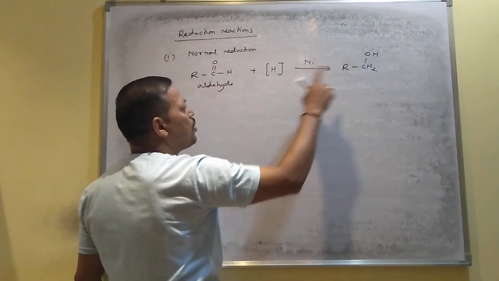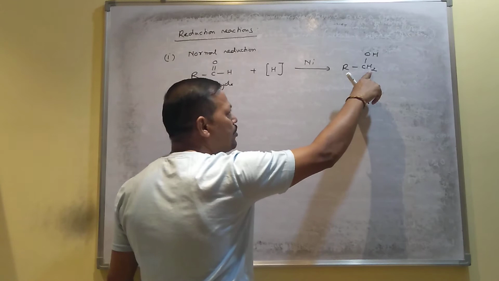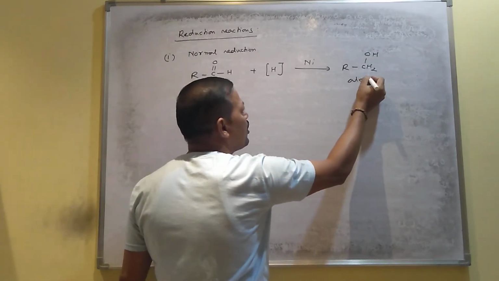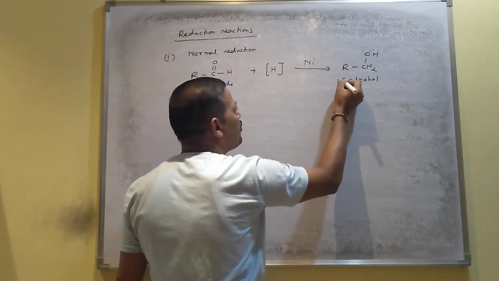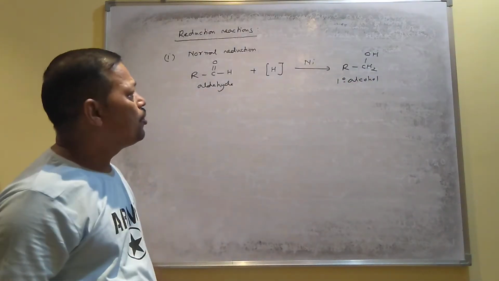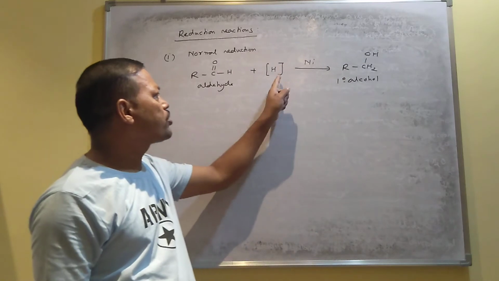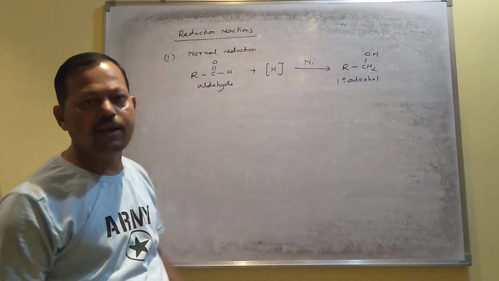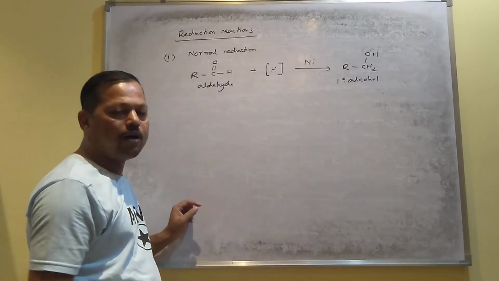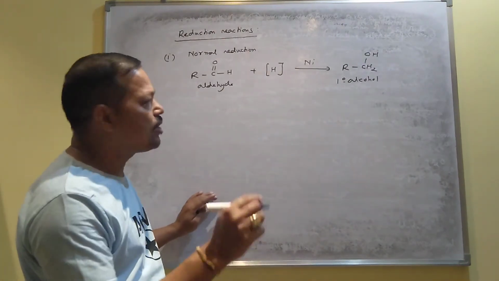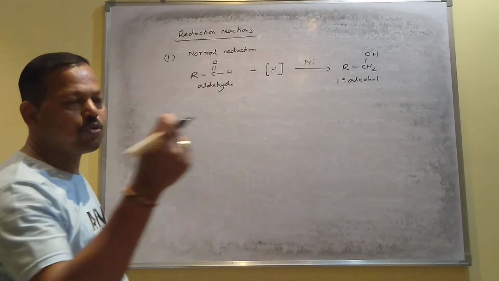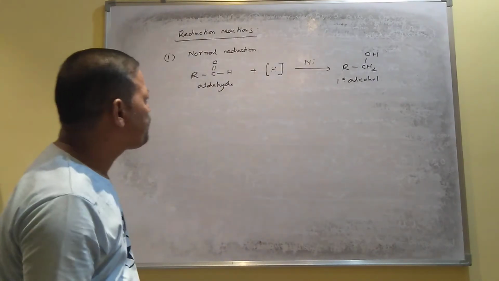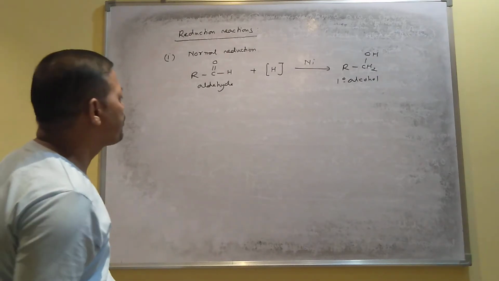So one hydrogen I have added to carbon, another hydrogen I have added to oxygen. I mean it will convert to alcohol. And this is one example of a primary alcohol. As you know, primary alcohol on oxidation gives aldehyde. So aldehyde on reduction gives primary alcohol. As you know, oxidation and reduction reactions are opposite to each other. If something gives one product on oxidation, then the product will give the reactant on reduction. I mean it is the reverse.